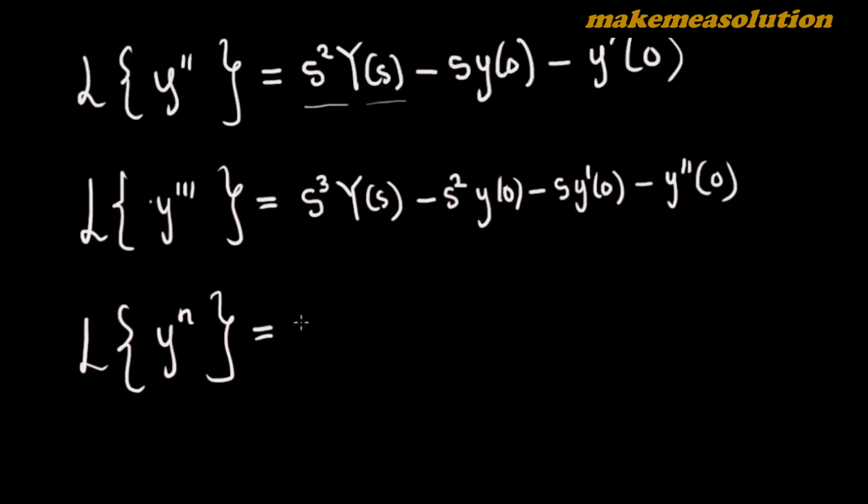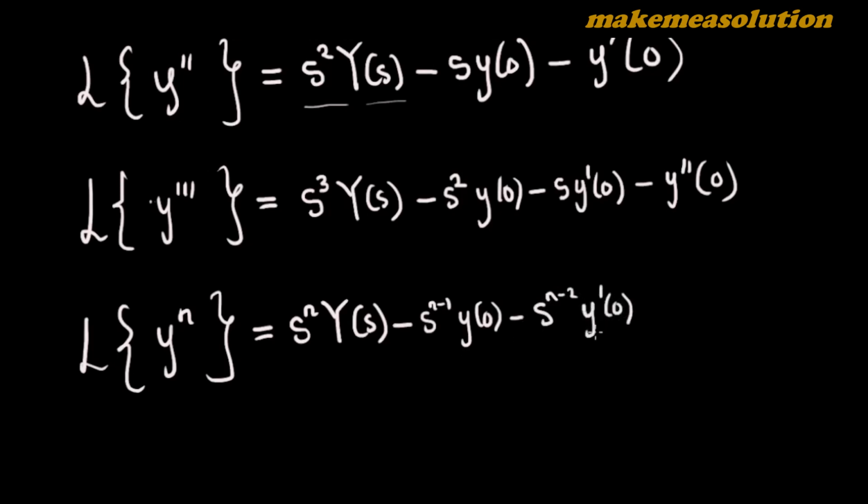And when you want to find the Laplace transform of the nth derivative, you will discover that we are going to have, first of all, s raised to the power of n. So we now have y of s. Then we'll start going, minus s raised to the power of n minus 1. So we now have y of 0. We'll keep going, minus s raised to the power of n minus 2. So we'll now have y prime of 0. Can you observe the trend? So minus s raised to the power of n minus 3 will have y prime prime of 0. So we'll keep going, then we'll minus again.